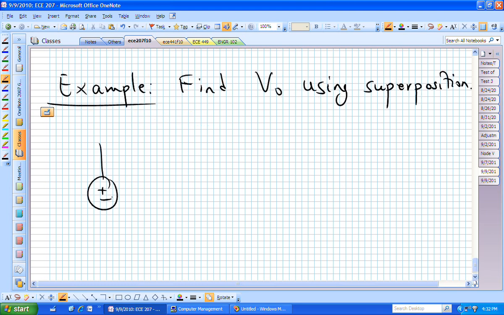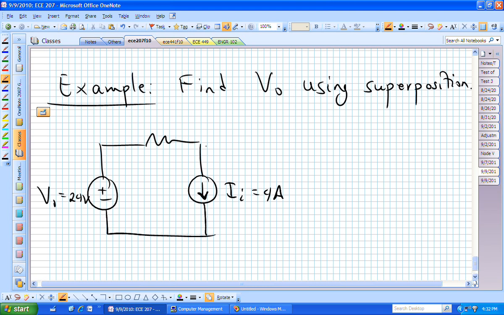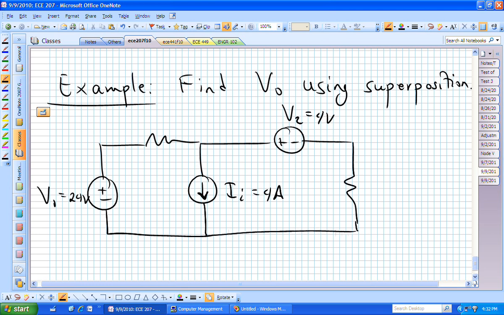Here's the circuit. We have a V1, let's say that's 24 volts. Then we have a 2 ohm resistor. We have a current source, I sub I, equaling 4 amps. We have another source, plus minus, let me call that V sub 2, and that's 4 volts. And we're interested in the output voltage across that 4 ohm resistor.